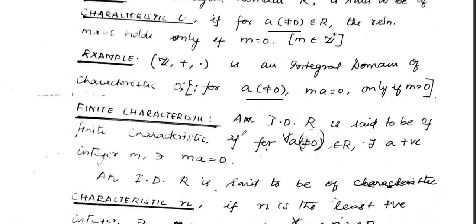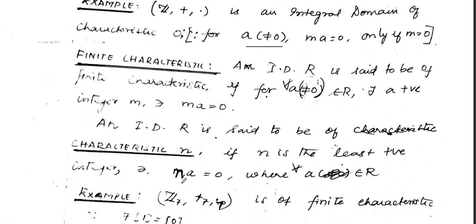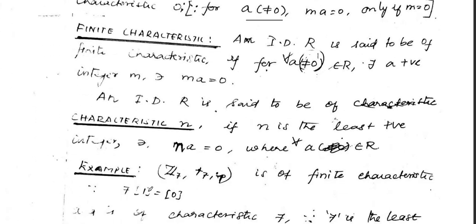But on the other hand, if you consider Z7, we don't have class 1 to be 0, even 7 to be 0, but 7 times class 1, which means class 1 added 7 times, gives us class 0. So neither this is 0 nor that is 0, but the product gives us 0. In such a case, we call this a finite characteristic. So an integral domain R is said to be of finite characteristic if for a not equal to 0 there exists a positive integer m such that ma is 0.